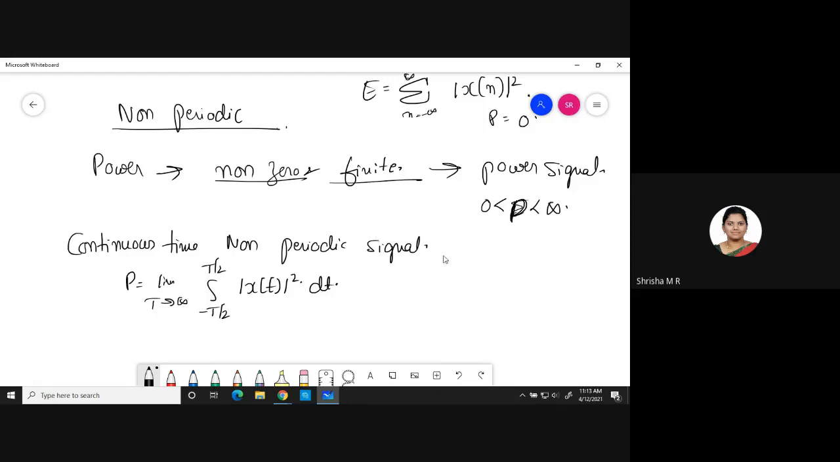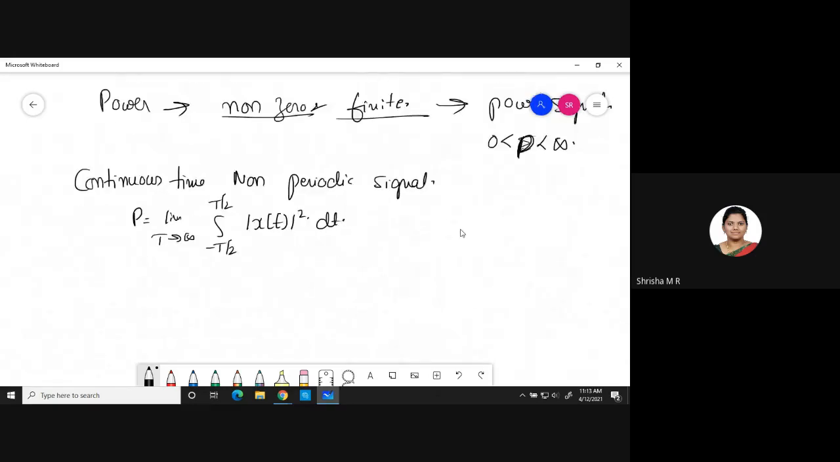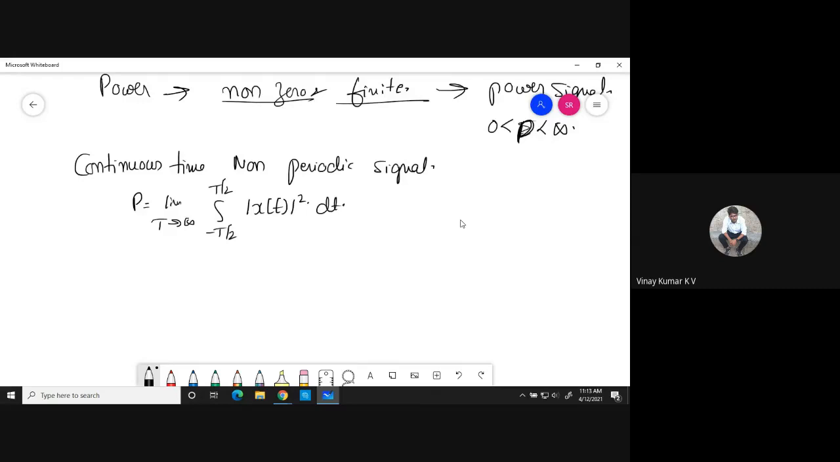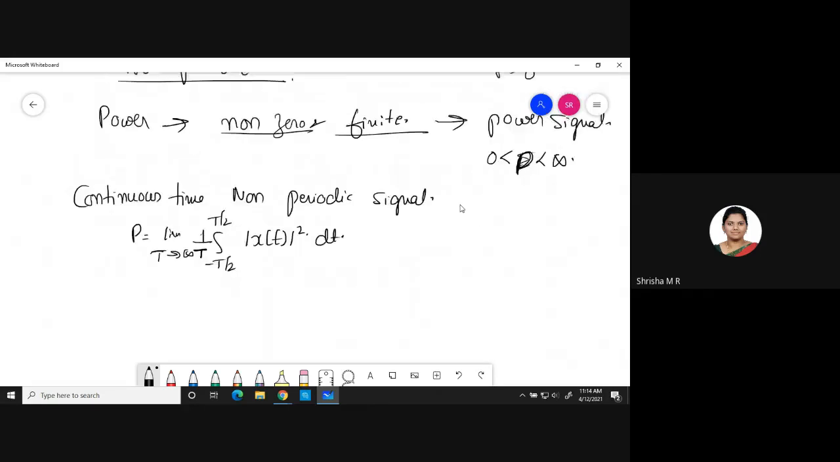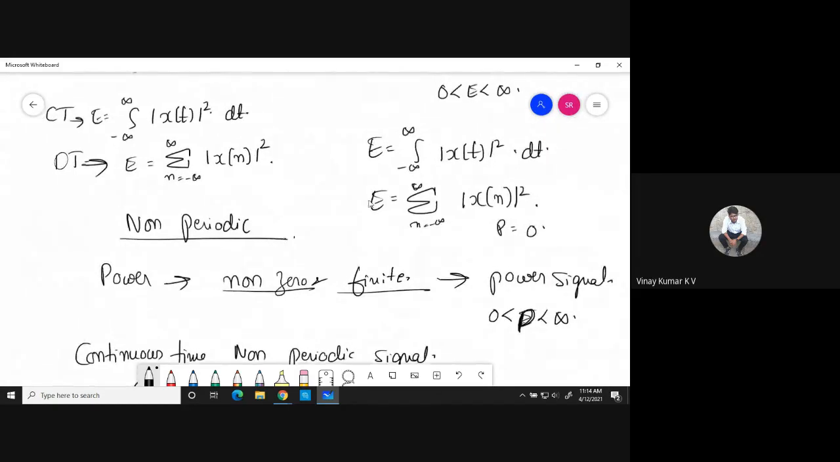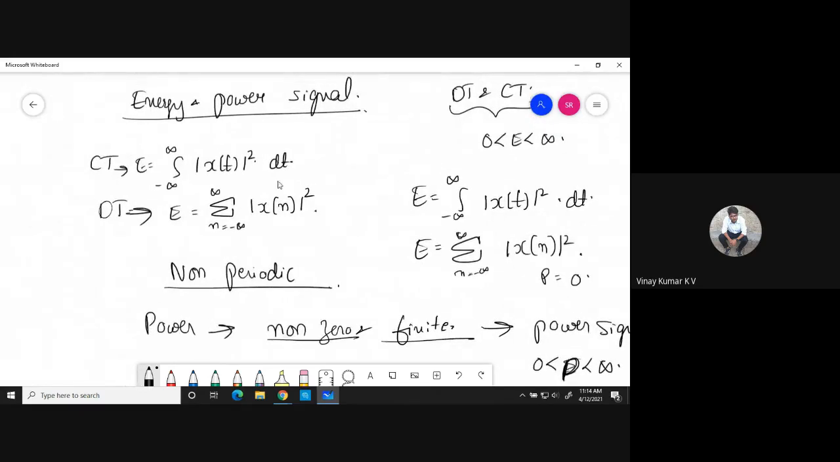Whereas for continuous time periodic signals, take down the equation. The energy equation is the same for continuous, periodic and non-periodic. No, you have 1 by T here, limit T tends to infinity 1 by T. For the energy equation, you have written only, it is for both periodic and non-periodic. Yes, energy signals will be non-periodic, I told you, right? For non-periodic signals, you'll find energy.